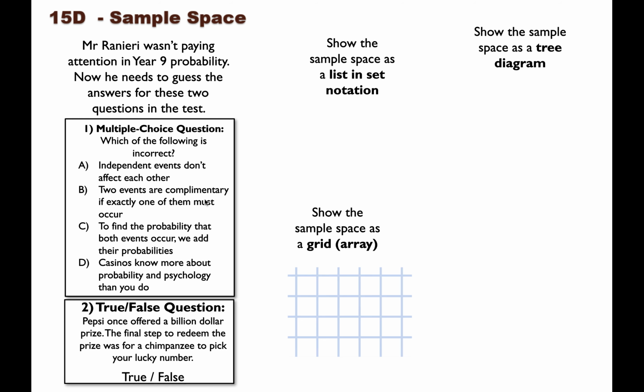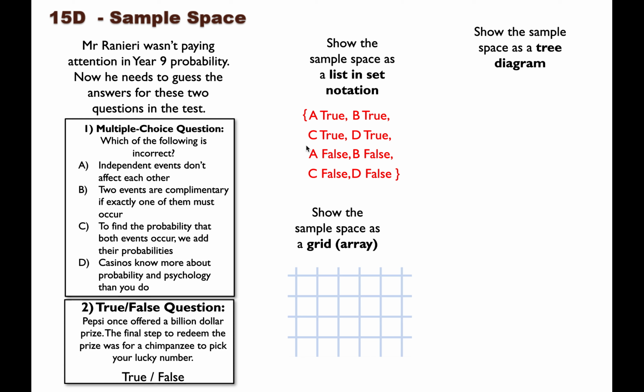We can show all of the possibilities of things he could guess as a list in set notation. So this is showing the sample space, showing the possibilities, and we'll show it as a list. One possibility is that Mr. Ranieri might pick A for this question and true for this question. Another possibility is that he might pick B for this question and true for this question. That's one combination that he could pick. Or C, true, or D, true. Or maybe the same but with false. A and then false, B and then false, C and then false, and then D and then false.